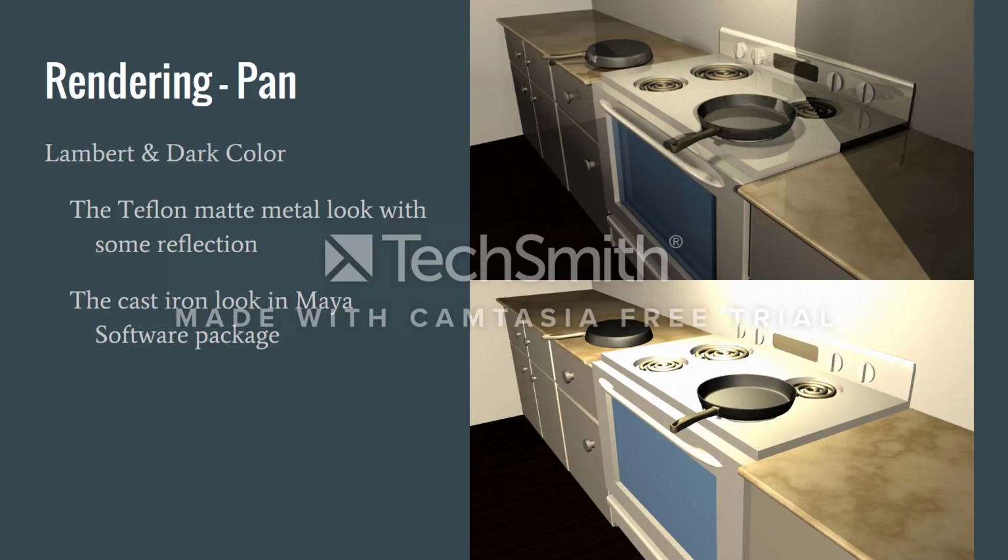This figure tells the rendering of the pan, a further exploration of metals, where the pans were only assigned a simple plain dark color to get a matte finish, and the results were as expected in that it gives out a Teflon matte metal look with some reflections when rendered with mental ray, and the cast iron look when rendered with Maya software. One big thing that we observed in this picture was the smooth edge rendering difference on the cabinet knobs and the reflection on the oven.